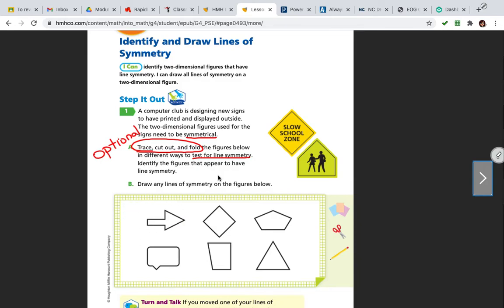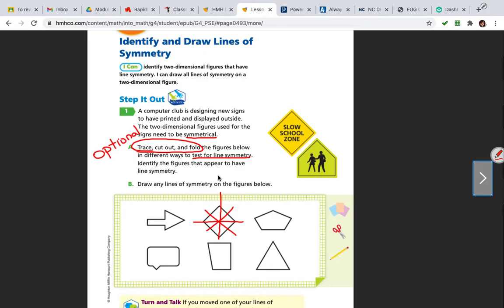All right, in the next one we have a rhombus, and the rhombus we can cut it horizontally across. That's one line of symmetry. We can cut it vertically. We can also cut this line diagonally and diagonally. So this one has 4 lines of symmetry.